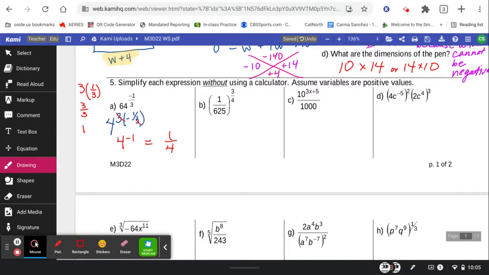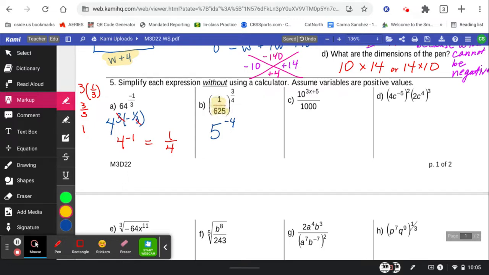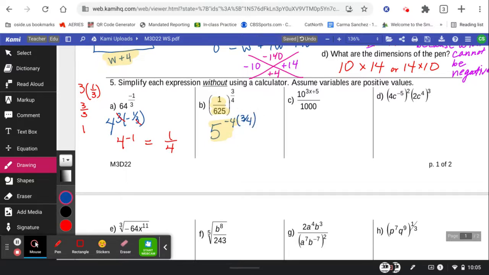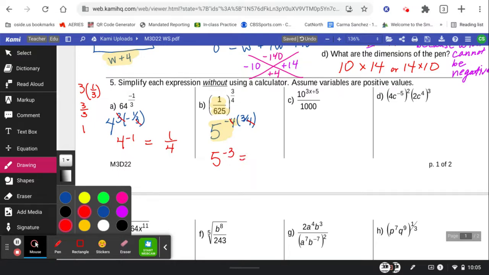Okay, the next one has a 625. Looking at that neon green sheet, couldn't I rewrite 625 as 5 to the 4th? But this is 1 over 625, so I'm going to call it 5 to the negative 4. This got rewritten as this into an equivalent expression. Now don't forget about this little 3/4 that was already existing. 4 times 3/4, those 4's cross out again, leaving me 5 to the negative 3. That becomes 1 over 5 to the third, or 1 over 125.